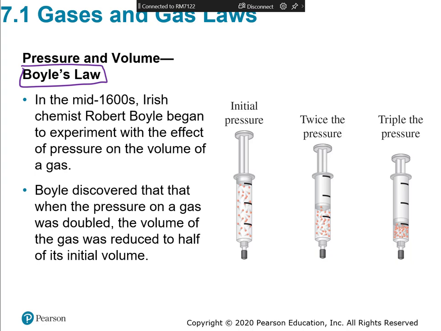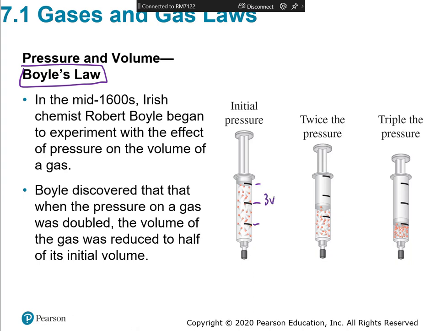Robert Boyle was looking at how pressure and volume were affected. He took a sample of gas and kept the temperature the same. That means those molecules were vibrating and moving at the same amount. He found that if he started with this, we'll say each of these little increments is a volume. Do you see that this is like 3 volumes?